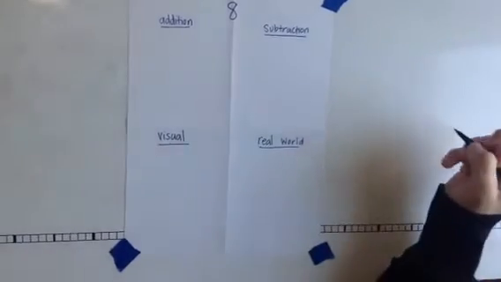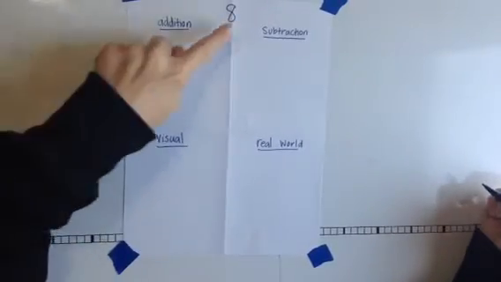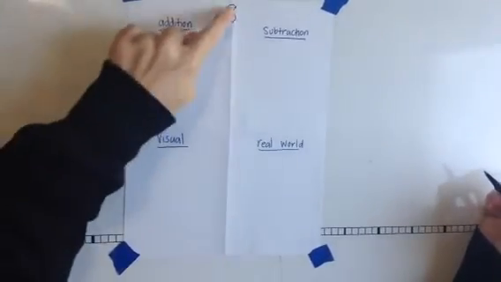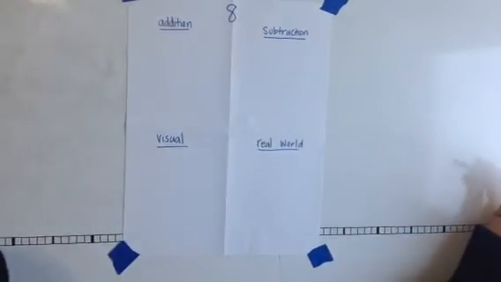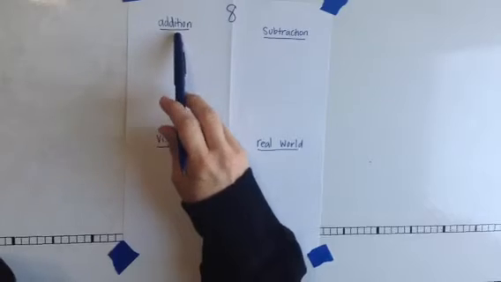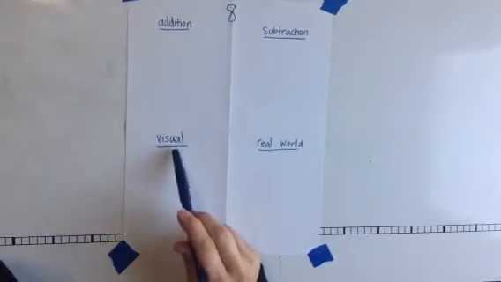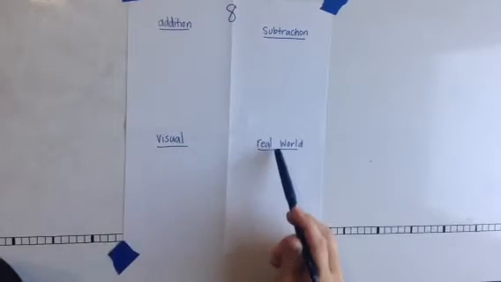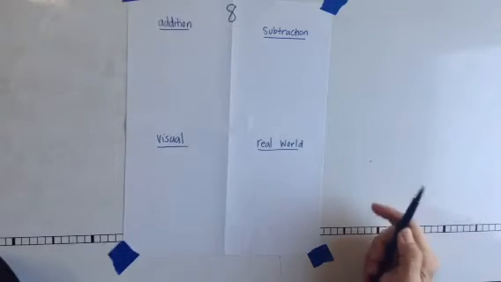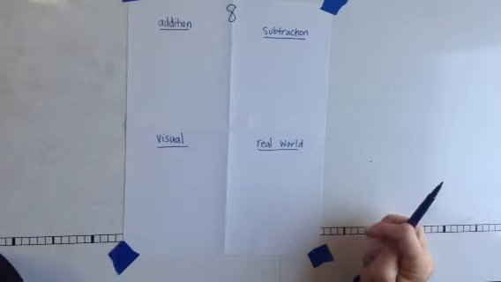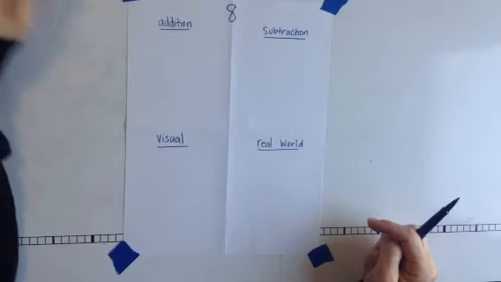This is Miss Curry, and this morning we're going to be doing a number talk working around the number 8. I've taken the number 8 and placed it at the very top of my paper, and then I broke my paper into 4 different sections. The first one is addition, the next one is subtraction. I have a visual category, and then one that's labeled real world. Today we're going to work through these together, and then next week you'll get to try some of this on your own. I'm going to start with the addition section.